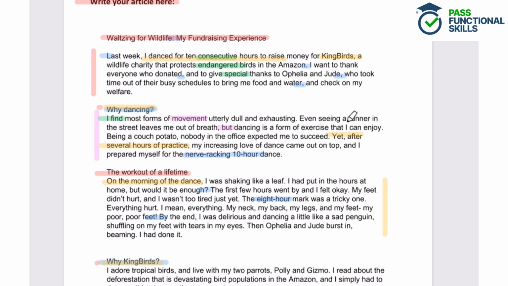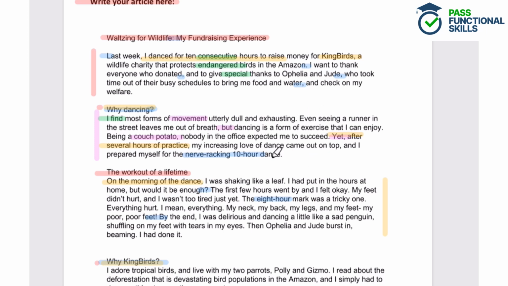And then we follow on from this sentence to say that being a couch potato, so they've explained that they don't really like moving, they don't really like exercise, so they are a couch potato. So no one in the office expected them to succeed. "However," "yet," we've got that connective word there to provide another contrast. "Yet, after several hours of practice, their increasing love of dance came out on top and they prepared themselves for the dance." So we've got lots of connective words that have been used to join ideas up together within the paragraph.